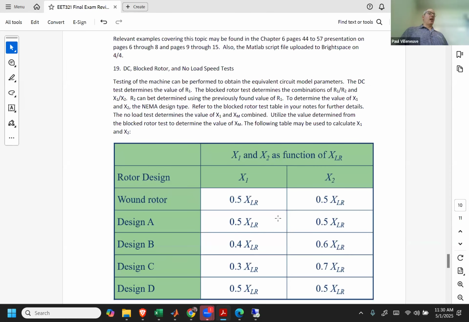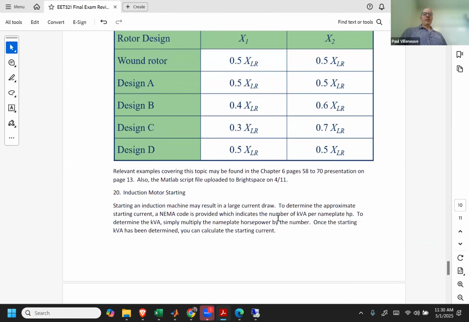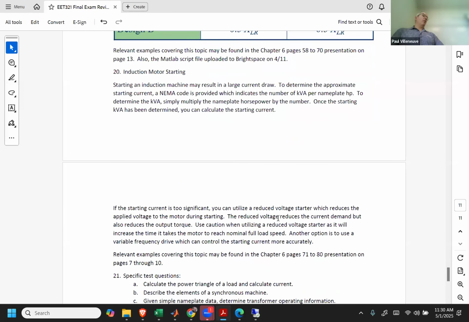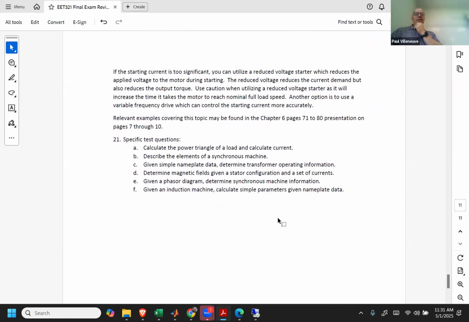And here are our locked and blocked rotor testing to go ahead and do that. And then starting an induction motor, you can flip the switch if you want, if your system can handle it. If your system can't handle it, then you've got to use either a reduced voltage starter, which is pretty cheap and easy to implement, but it delays when that motor is fully up to speed. And then you can also use a variable frequency drive as an option.